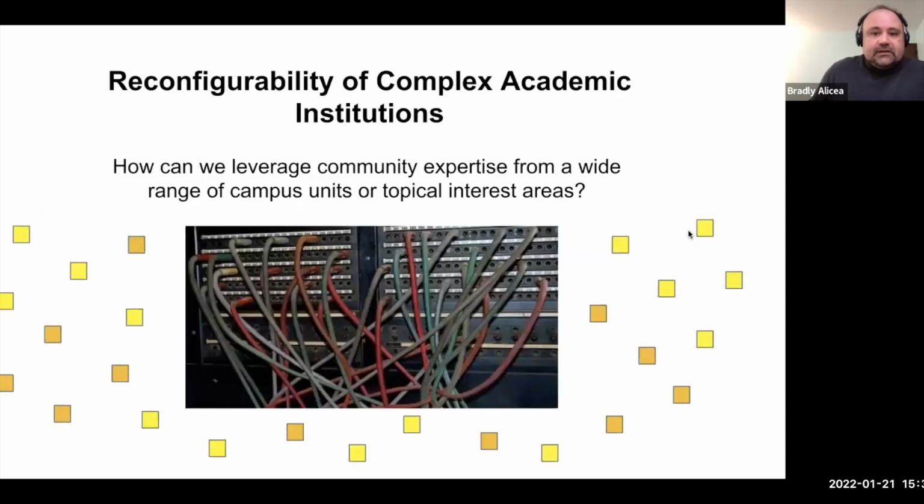Another example is reconfiguring complex systems, looking at reconfigurability from another context, not just the statistical one, but where we actually look at complex academic institutions, and we think about how those can be reconfigured in a similar way. So how can we leverage community expertise from a wide range of campus units or topical interest areas? The reason I bring this up is because this is what I do. And of course, the organizations that we're thinking about are academic in nature. This is an interconnection switchboard from an old phone system, and the idea is you connect to different areas given a set of instructions. In this case, it's much more self-organized.